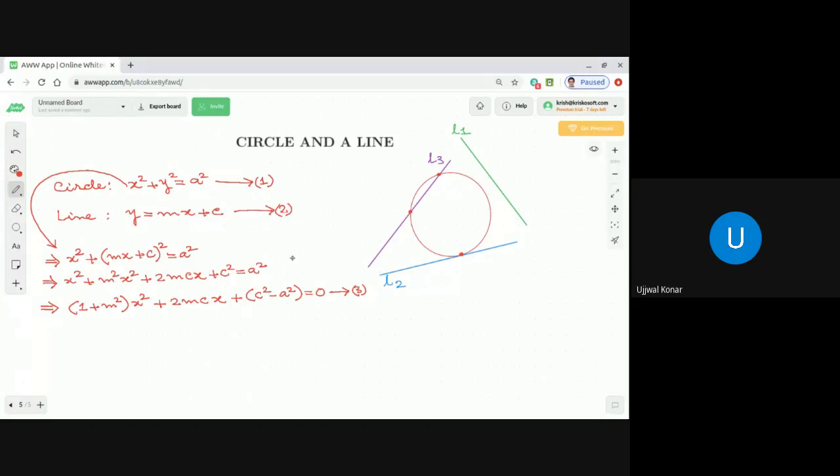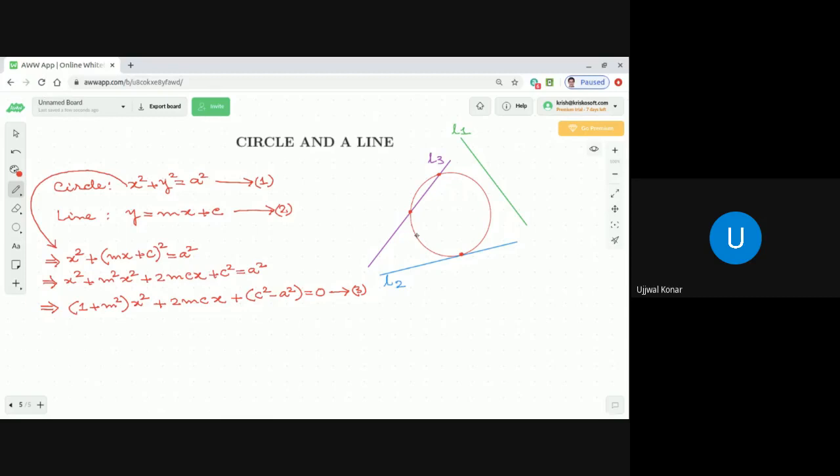If the quadratic equation has repeated roots, that means both the values of x are the same. That means the line is just touching the circle. That means the line L2. And if we find that there are no real values of x for this quadratic equation, we can say that this line is not at all in contact with the circle. Forget about intersecting, it is not touching at all. That means it is like the line L1.